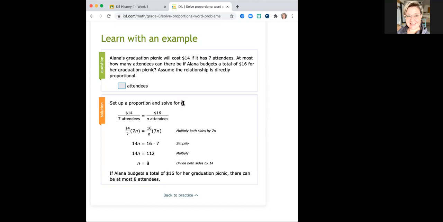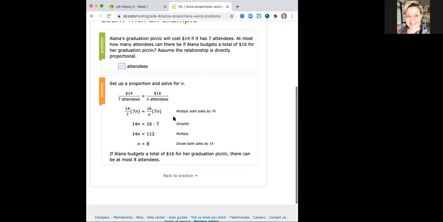However, this is exactly like what you just did when you were solving for the missing number in, I'm trying to remember which section it was, writing an equivalent ratio, so in H3. So rather than just a blank spot when you're making an equivalent ratio, we've changed that blank spot into the letter N. So if you think about that in your mind, that might help you. So we're setting up the proportion. So we know that with $14, she can have 7 attendees. So then what can she have for $16? Assuming it's an equal expense for each attendee.